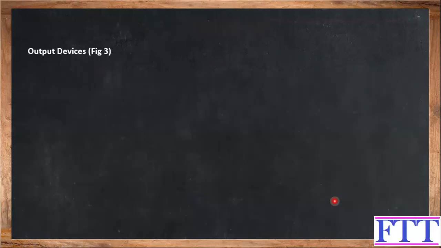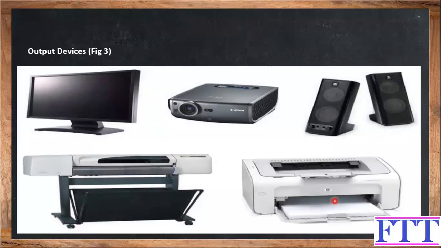So what output devices are available? You can see the monitor is the best output device. Whatever output I need to see, I can see through the monitor. Or if you need to project, we can use the projector. Or if you need to hear something from the computer side, that is a speaker. The speaker also acts like an output device. The printer also: if you want to get whatever content is in your system in the form of a hard copy, the printer also acts as an output device.